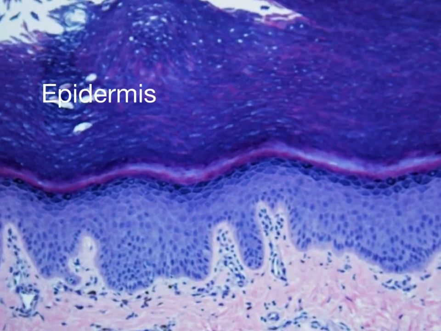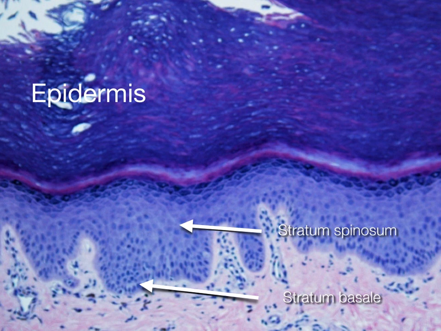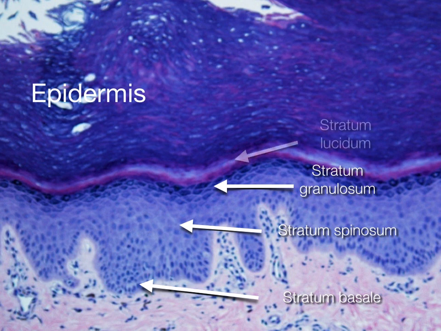Let's discuss the epidermis first, which is further subdivided into 5 layers, the deepest of which is Stratum Basale. Just above the Stratum Basale is Stratum Spinosum. The dark layer is known as Stratum Granulosum, and the light staining layer is known as Stratum Lucidum, and the most superficial layer is the Stratum Corneum.